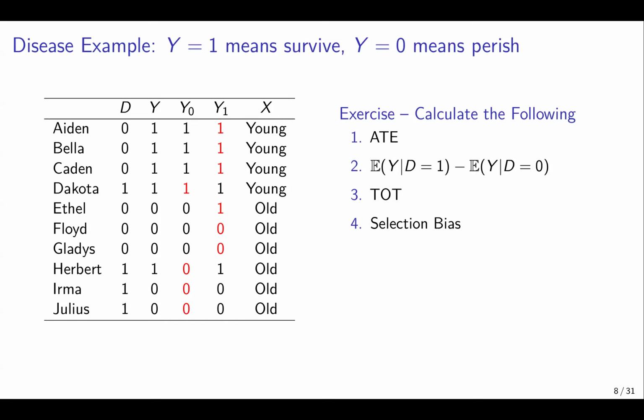The average treatment effect is number 1. Number 2 is the naive difference of means. Number 3 is the treatment on the treated. And number 4 is the selection bias. If you can't quite remember what those are, go back and rewind the video to find the definitions, then come back to this table, pause the video, and calculate these, either by hand, or if you like, you can calculate them using R.